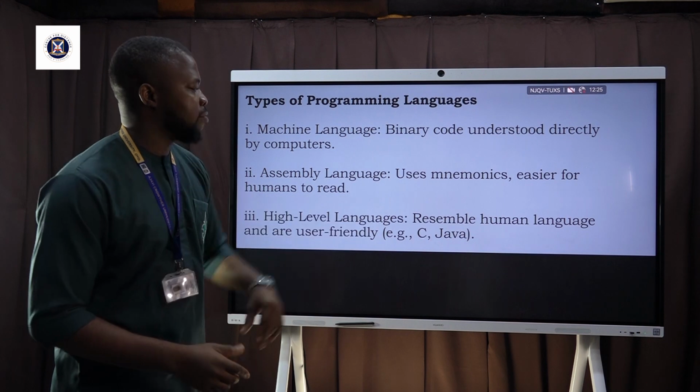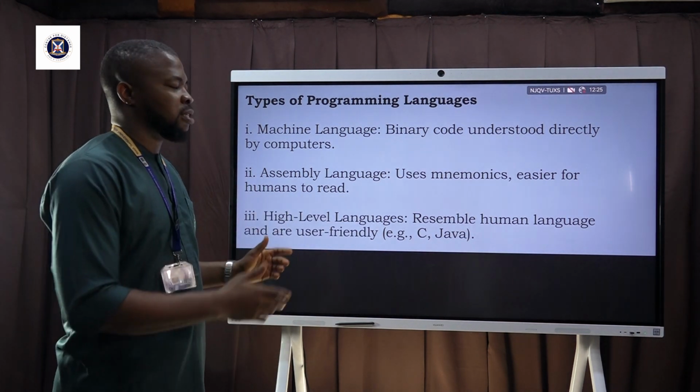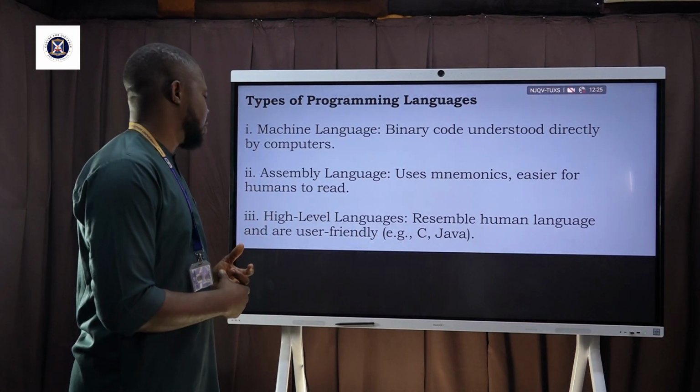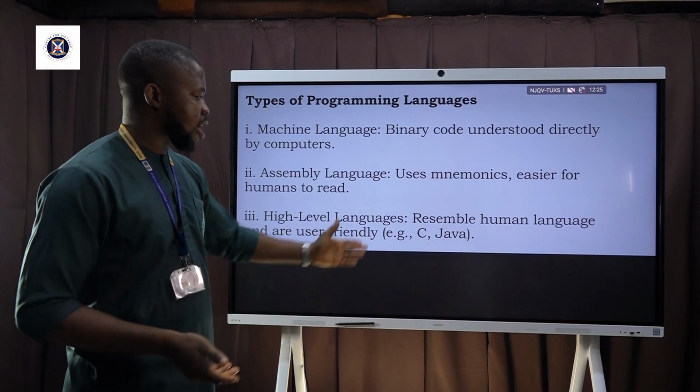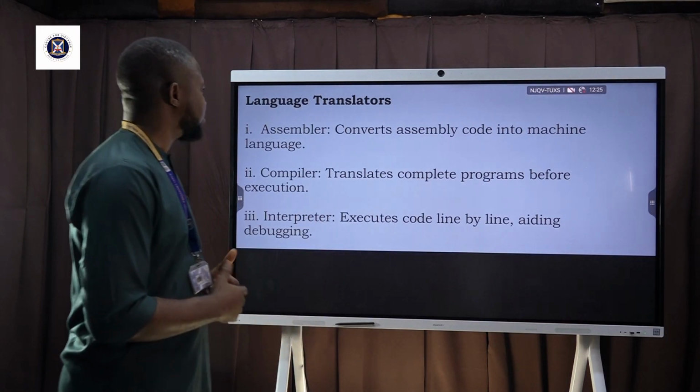Then you have your high-level language, which resembles the human language. Like, for instance, we talked about the C, the C++. Those are English-like programming languages, which are user-friendly. And you have your C, your Java, and so on and so forth.